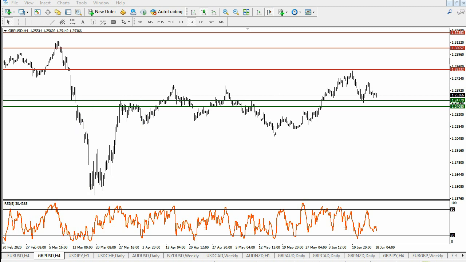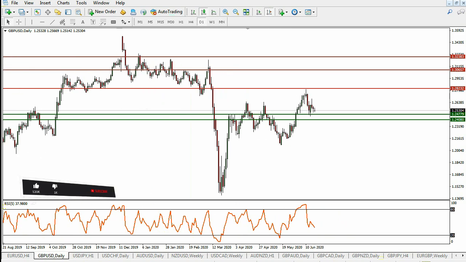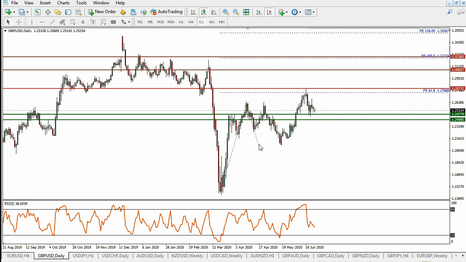So how to calculate the third wave and how to calculate the targets? So now let's jump to the daily time frame again. How to calculate the third wave for the targets? So we use Fibonacci Extensions to calculate the third wave.